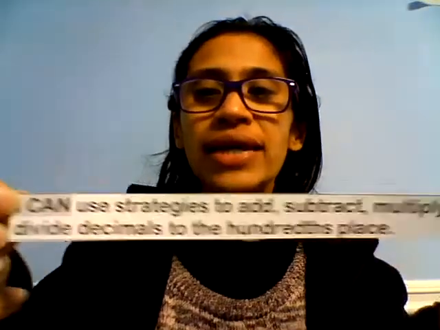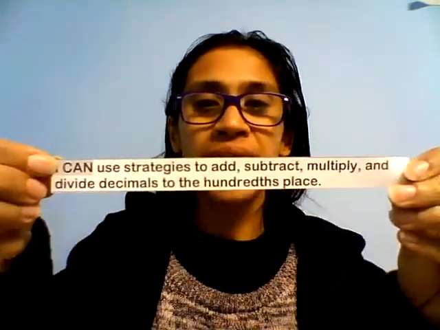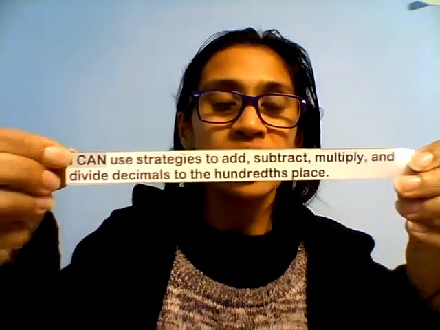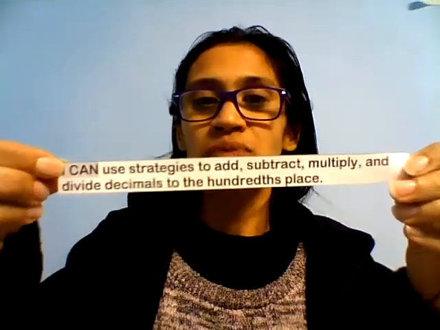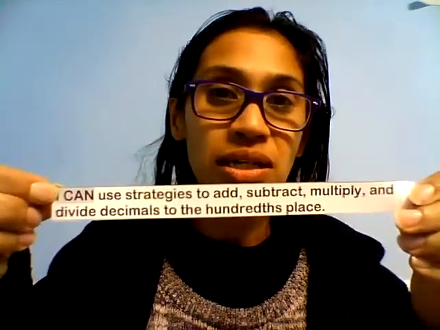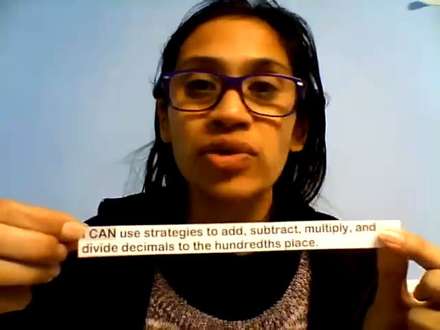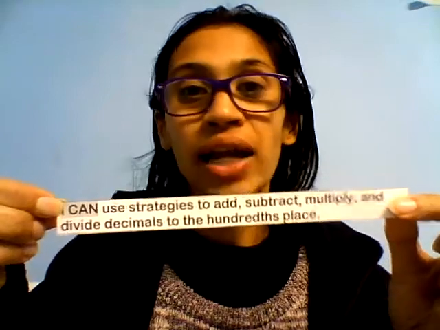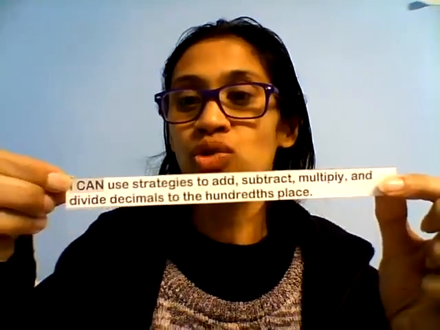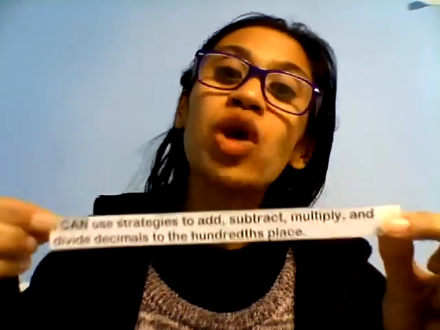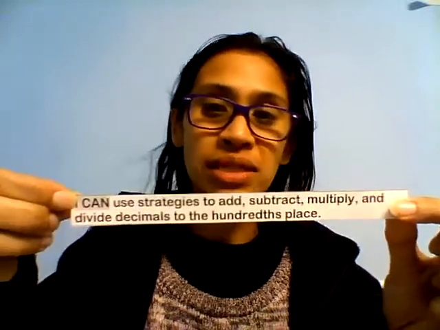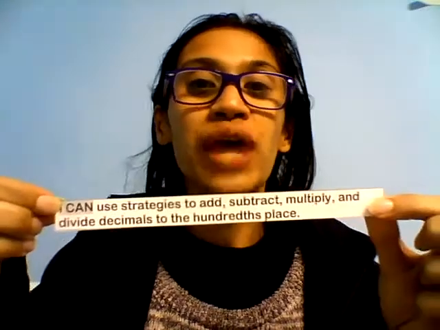When you're done with that, you can write your I can statement. I can use strategies to add, subtract, multiply, and divide decimals to the hundredths place. Now, guess what? If you didn't do all these operations, you don't have to write all of them down. If you added and multiplied, you could say, I can use strategies to add and multiply decimals to the hundredths place. Whatever words you used, make sure you write that down.